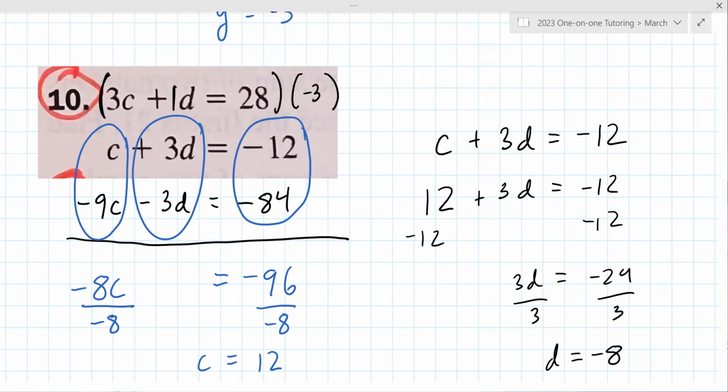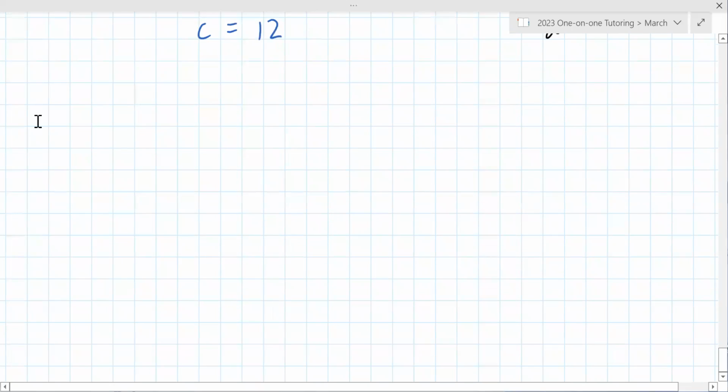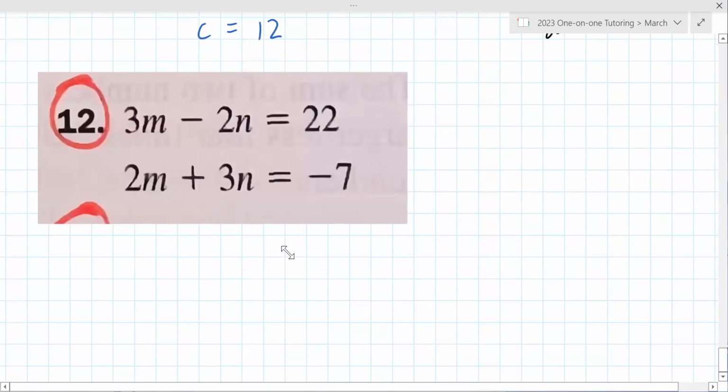Let's look at 12. What time is it? We still got time. Yeah. We can do 12 and 14, and I'll work on the last 4 on my own.